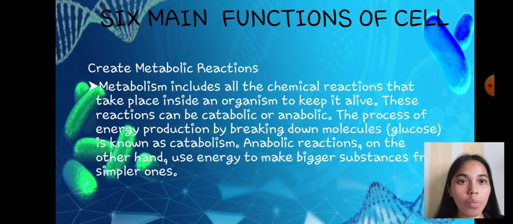Next is create metabolic reactions. Metabolism includes all the chemical reactions that take place inside an organism to keep it alive. These reactions can be catabolic or anabolic. The process of energy production by breaking down molecules is known as catabolism. Anabolic reactions, on the other hand, use energy to make bigger substances from simpler ones.